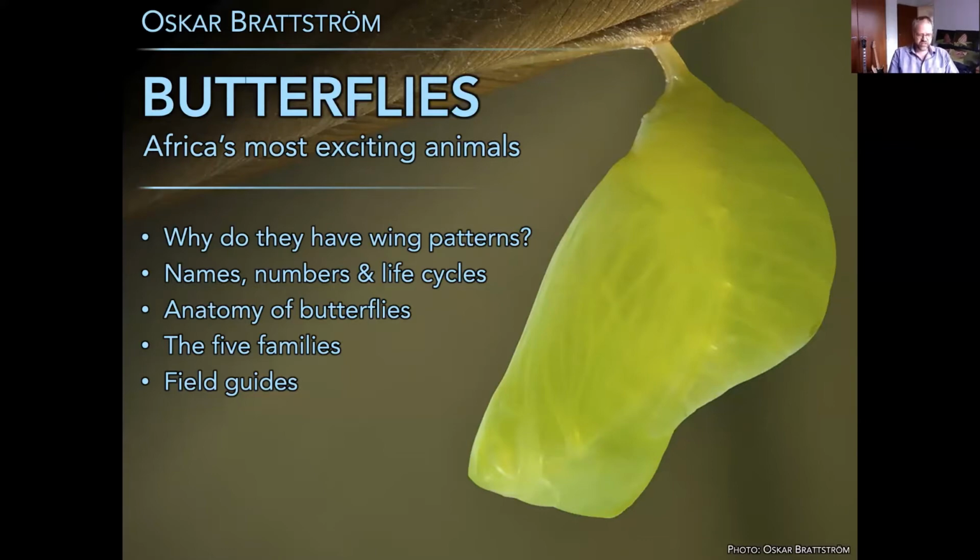And then I'm going to introduce very briefly the 5 families of butterflies. In reality, there are 6, but there's very, very few in one of them, so we skip that one. And then I'm also going to introduce a new resource I'm working on, a new type of field guide, which is soon going to be available from a West African and mainly Nigerian perspective.